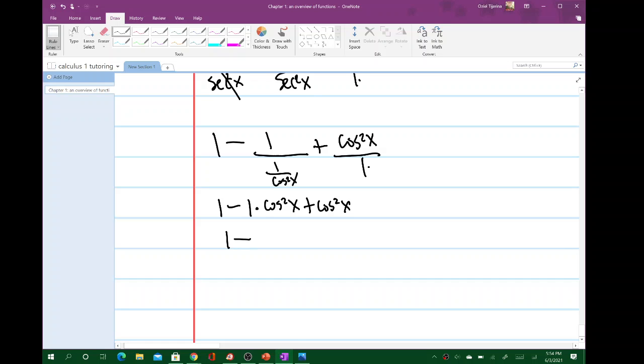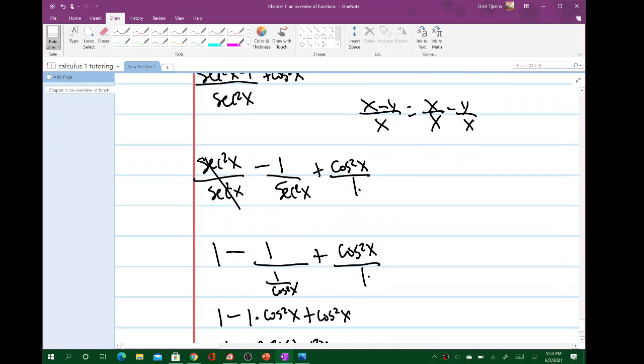So it's going to be 1 minus cosine squared x plus cosine squared x. So it's just going to be 1 minus 0, which is just 1. Okay, that's how you do it.